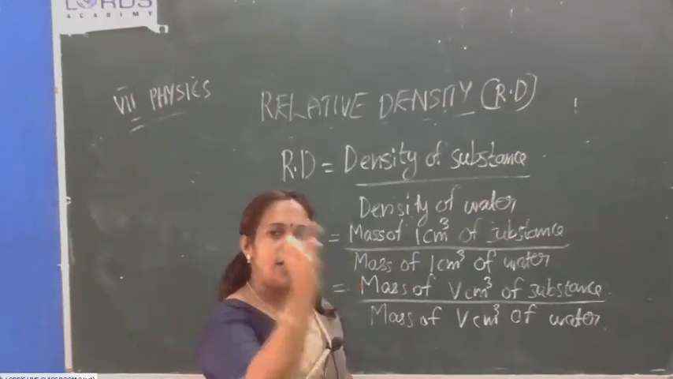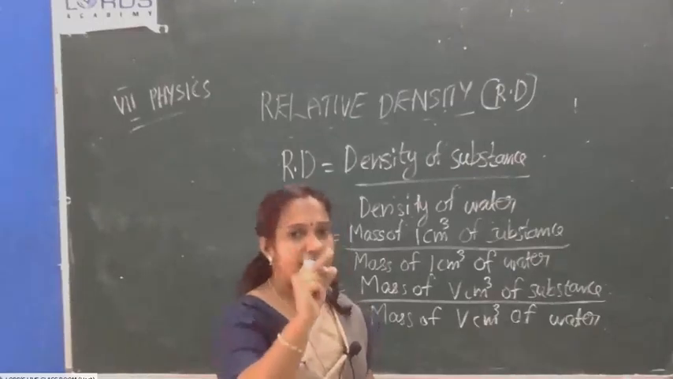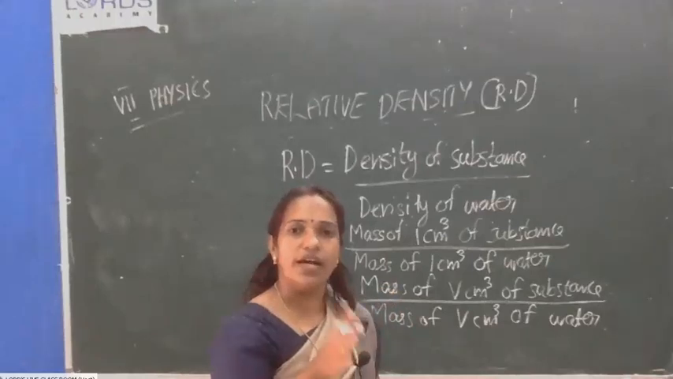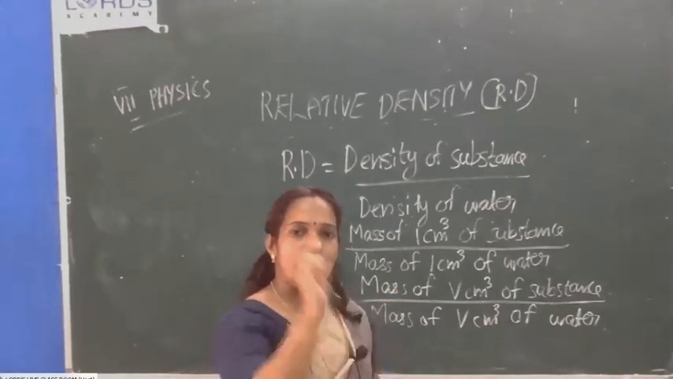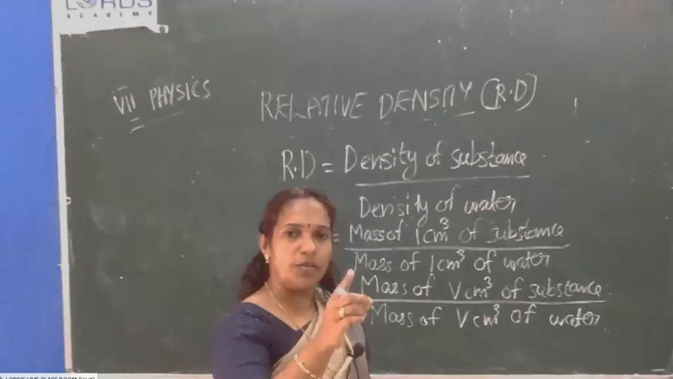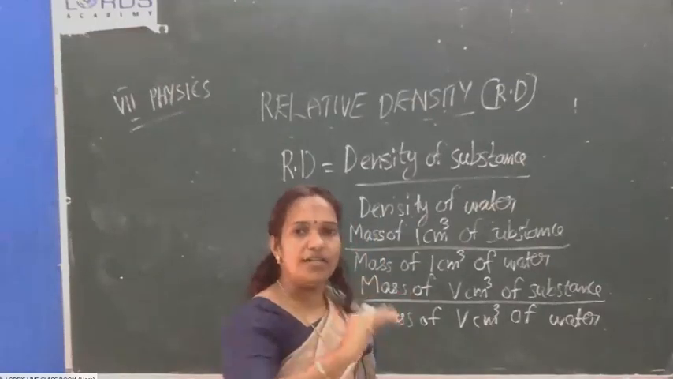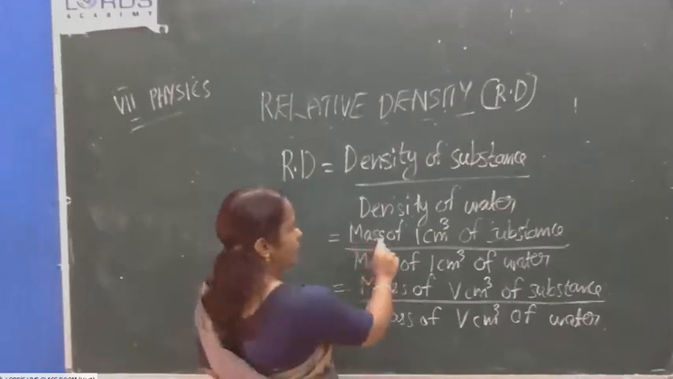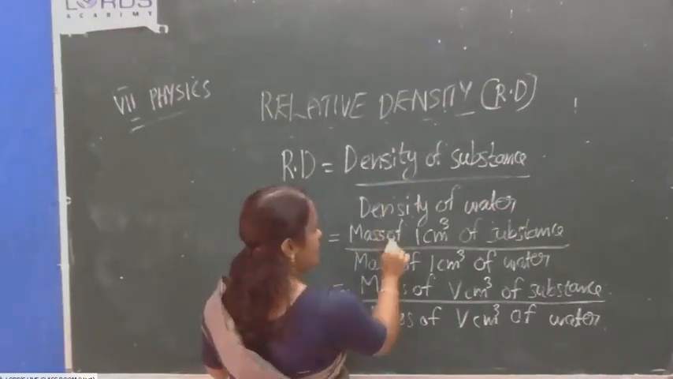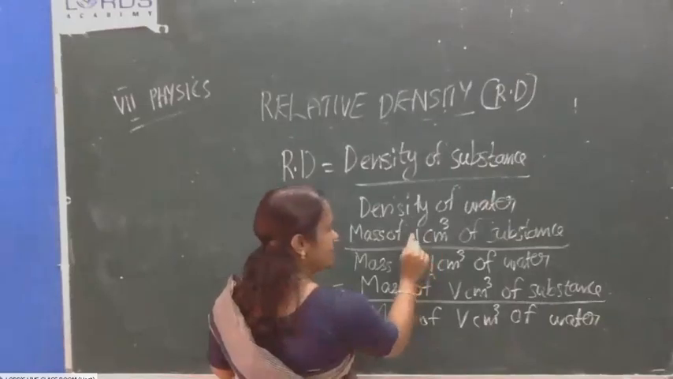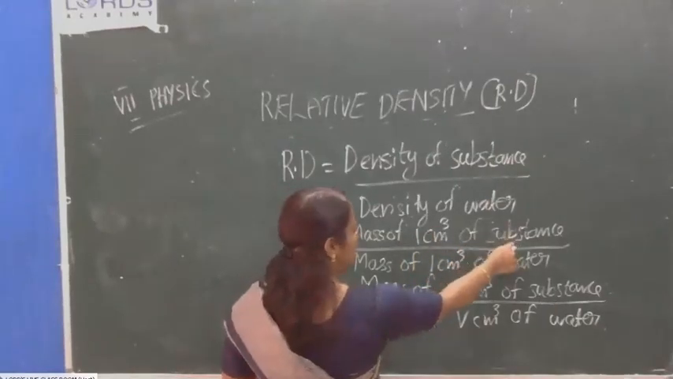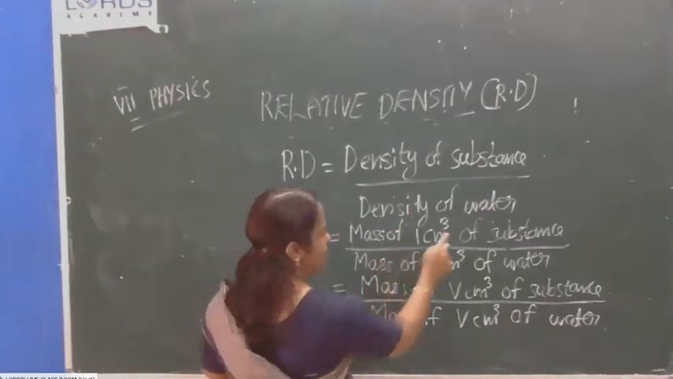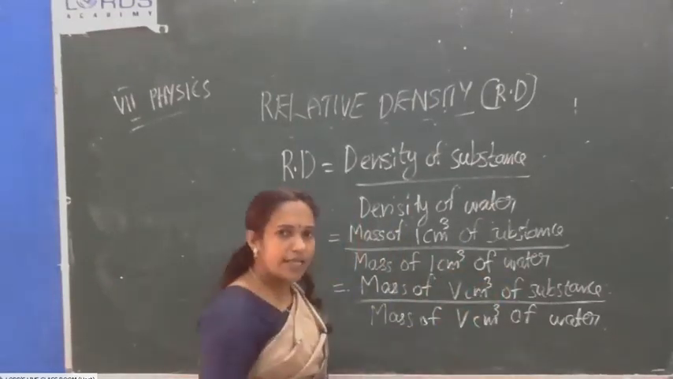If I am taking 1 centimeter cube of iron, what will be the mass of that? That will be the density of iron. If I am taking 1 centimeter cube of mercury, what will be the mass of that? That will be the density of mercury. So in terms of that I am writing density is the mass of unit means 1 centimeter cube of substance. Denominator also I am changing into mass. Mass of 1 centimeter cube of water. Clear?